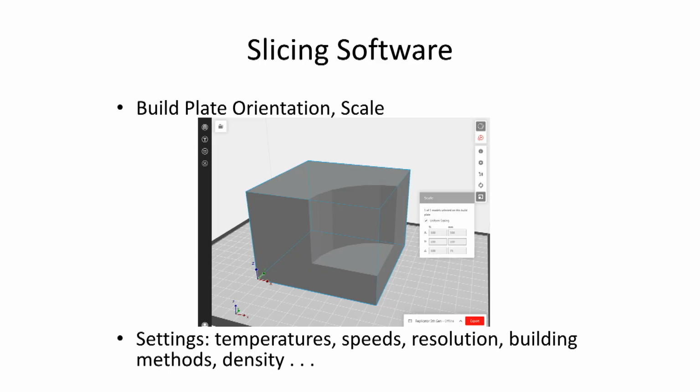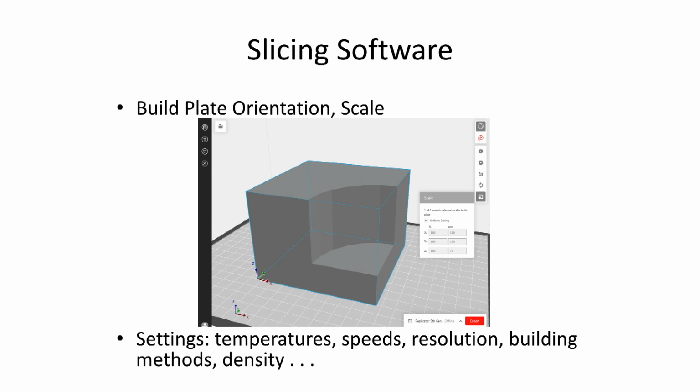The slicing software needs to deal with a number of settings, including build plate orientation, which way your geometry is oriented on the build plate, which faces down, and how it's rotated around that z-axis. It also has to deal with the scale, because once again we can change the scale in our slicer software, and we can also decide what units it's imported in as.